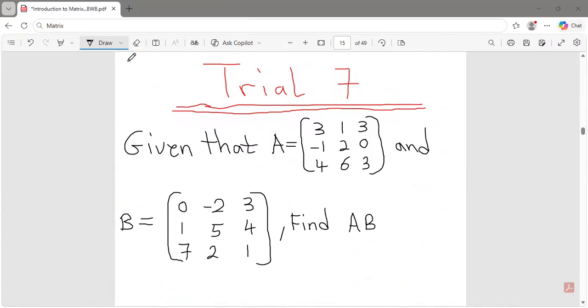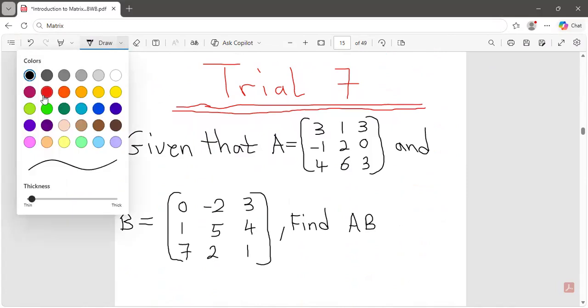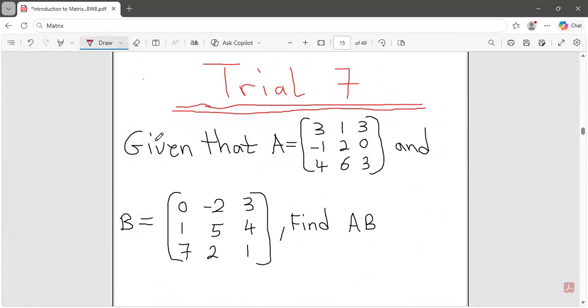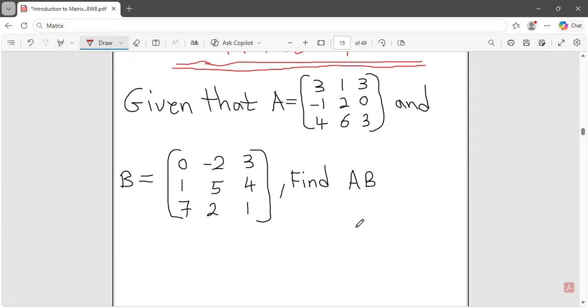Exactly. So in our trial 7, our question is of the form that given that matrix A is equal to 3, 1, 3, -1, 2, 0, 4, 6, 3, and matrix B is of the form 0, 2, 3, 1, 5, 4, 7, 2, 1, we are supposed to find AB. We are supposed to find the product of matrix A and matrix B.